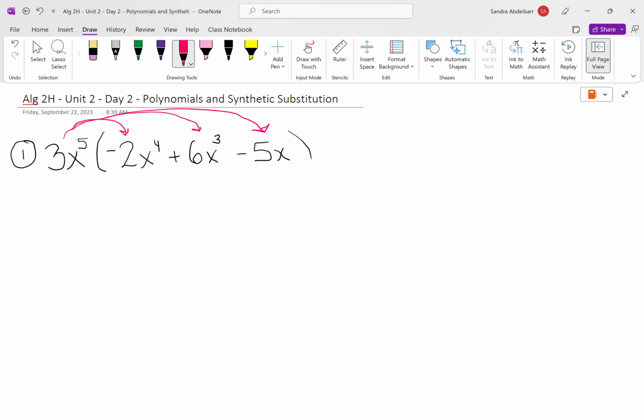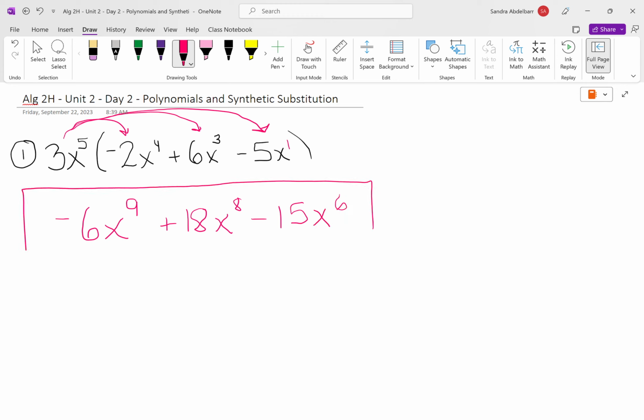Okay. 3x to the 5th times a negative 2x to the 4th. Multiply your coefficients. We get a negative 6x. Keep your base, add your exponents. X to the 5th times x to the 4th is x to the 9th. Then we have 3x to the 5th times 6x to the 3rd. That is going to be 18x to the 8th. 3x to the 5th times negative 5x to the 1st is negative 15x to the 6th. No like terms to combine, so we stop right there.